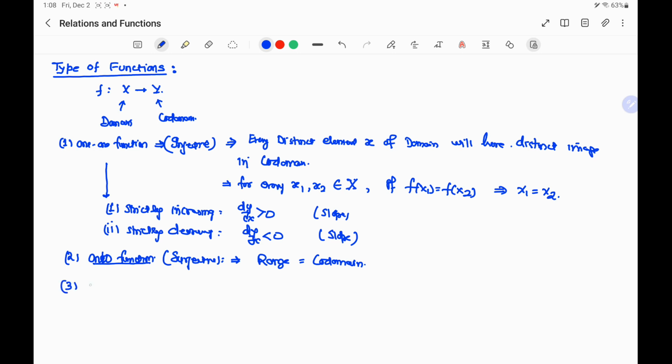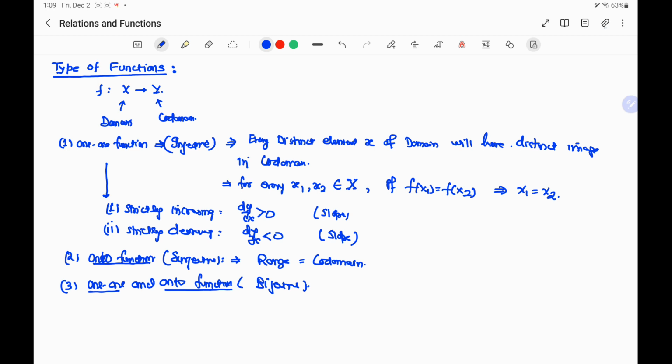And third one is 1-1 and onto function, also known as bijective function. These are the functions which are 1-1 as well as onto, meaning that every element of the codomain is the image of some element of the domain, and every element of the domain has a distinct image in the codomain. Such functions are known as 1-1 and onto functions, or bijective functions.